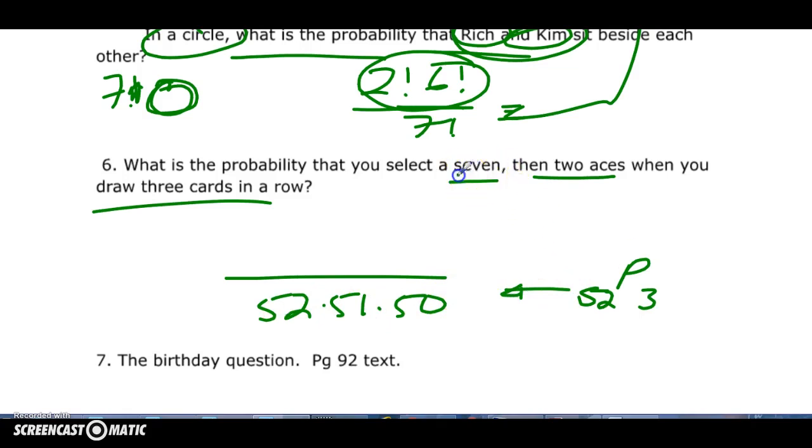And then what you're doing is you're choosing a 7 and then 2 aces. So how many options do you have for a 7? 4 different options, depending on the suit. And then for the first ace, you have 4 options. And then for the second ace, since you've chosen an ace already, you have 3. So there are 4 times 4 times 3 different ways to go 7 ace ace, and then as a probability, you just divide these out.